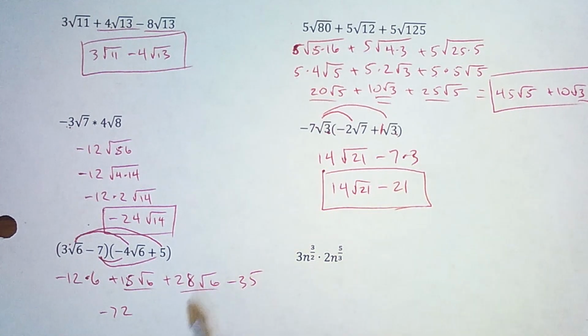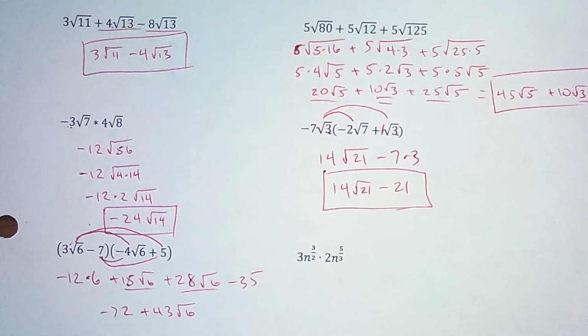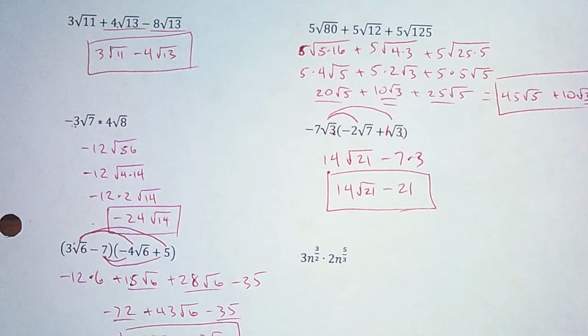I've got like terms here, 15 times the square root of 6 and 28 times the square root of 6. 15 plus 28 is 43 times the square root of 6. Then minus 35. And I've got some like terms here. Negative 72 minus 35, that's negative 107 plus 43 times the square root of 6.